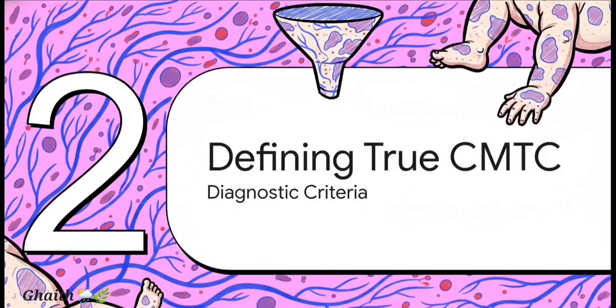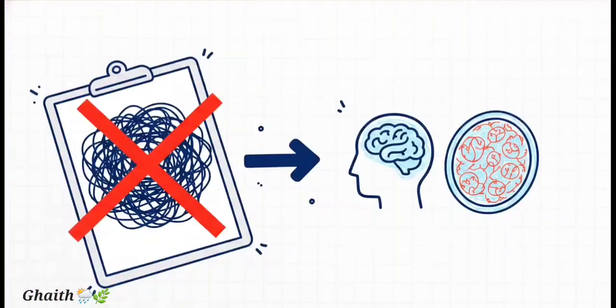Moving on to Section 2, defining true CMTC. First up, a quick bit of terminology cleanup. If you've been practicing for a while, you might remember the term macrocephaly-CMTC syndrome. Well, we actually need to strike that from our vocabulary. The 2025 review clarifies that this is a total misnomer. The vascular findings in those patients aren't true CMTC at all. They're actually completely different capillary malformations, like port wine stains. So, the modern accurate consensus is macrocephaly-capillary malformations. True CMTC is entirely its own distinct entity.